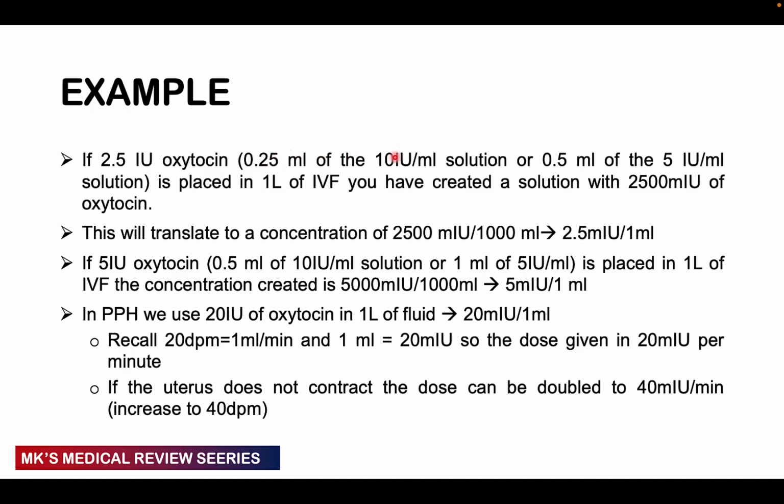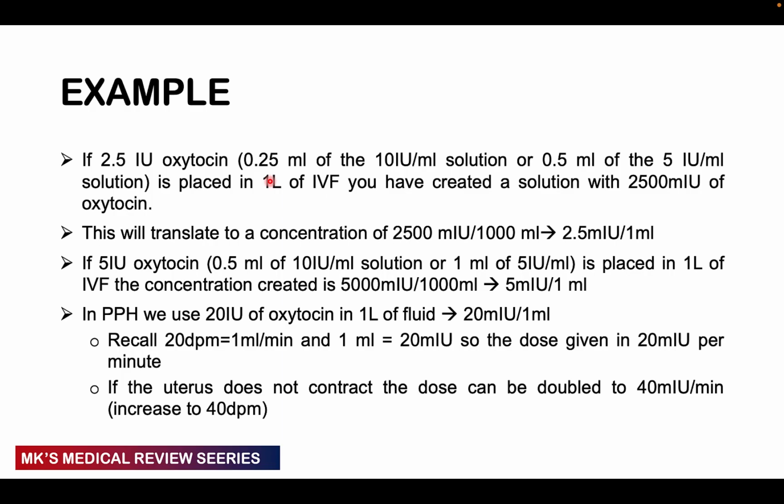So it means if you have a 10 international unit per ml oxytocin, you're going to be getting 0.25 mls of that solution. If you have one that has 5 international units per ml, you're going to be getting 0.5 mls of that solution. Remember, both these solutions consist of 2.5 international units of oxytocin. Once you get this, you're going to place this in 1 liter of IV fluids, be it normal saline or Ringer's lactate.